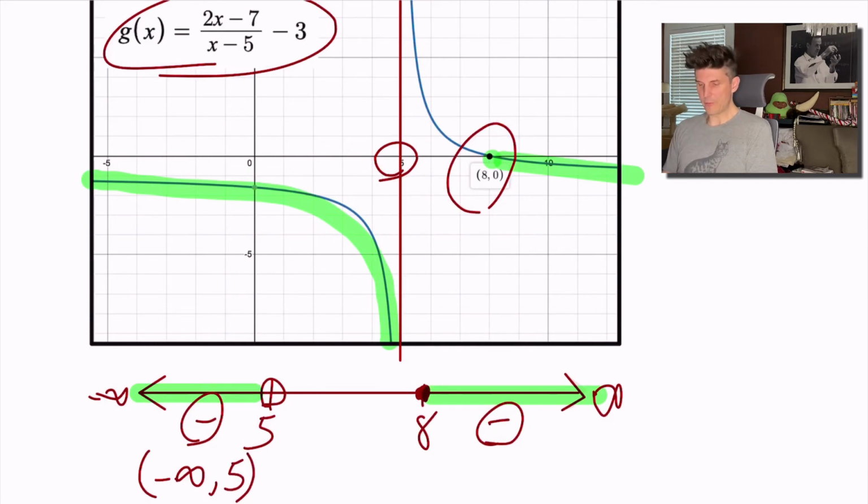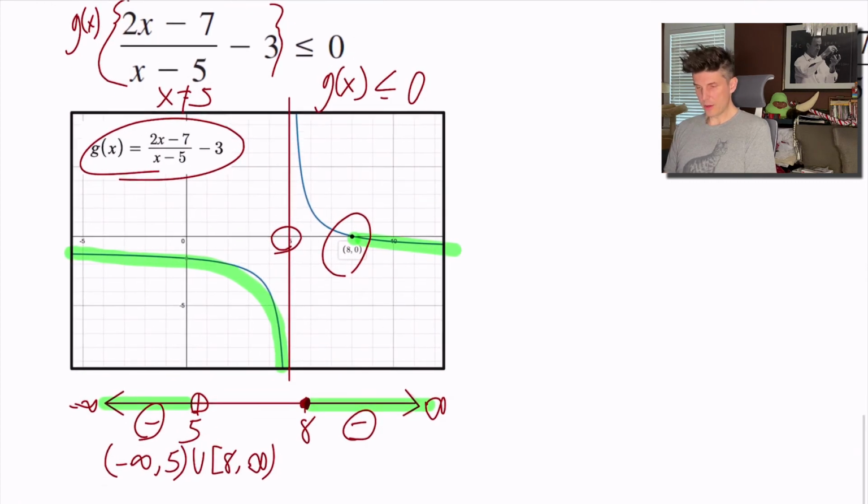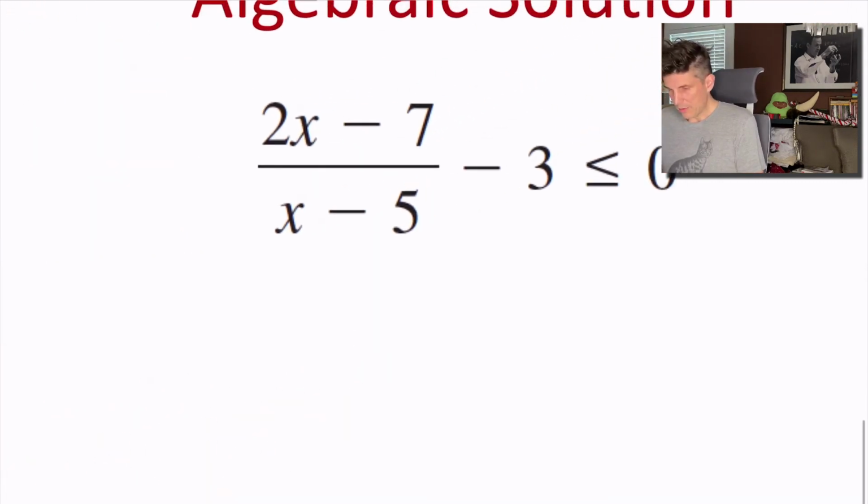So negative infinity to 5, union 8 to infinity, and that's it. Done and done. So that's one answer. Let's see what happens when we solve this algebraically.